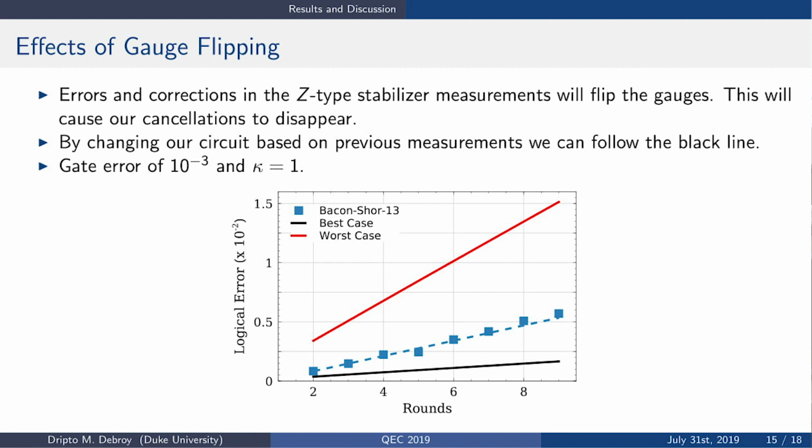So as you have z-type stabilizer measurements, you'll have z-type errors occur. That'll flip an x gauge, and then the correction could feasibly flip another x gauge. So any error can flip up to 2 x-type gauges. So as you apply multiple rounds, you will start to lose your cancellations. And we show this in this plot here.